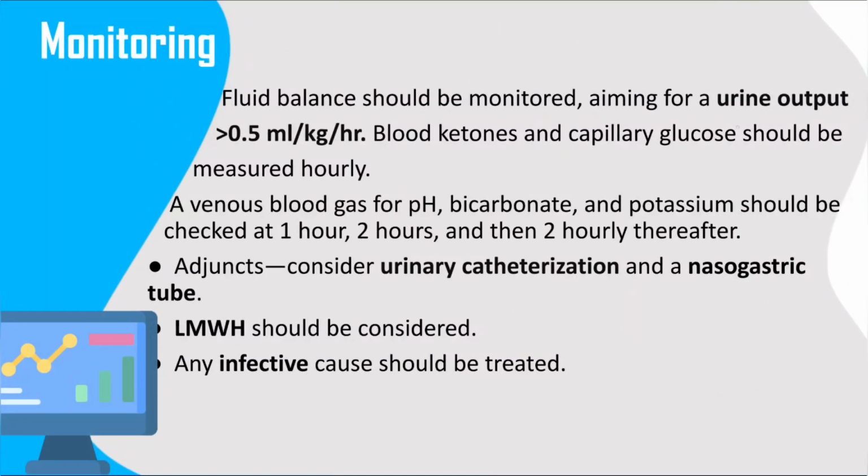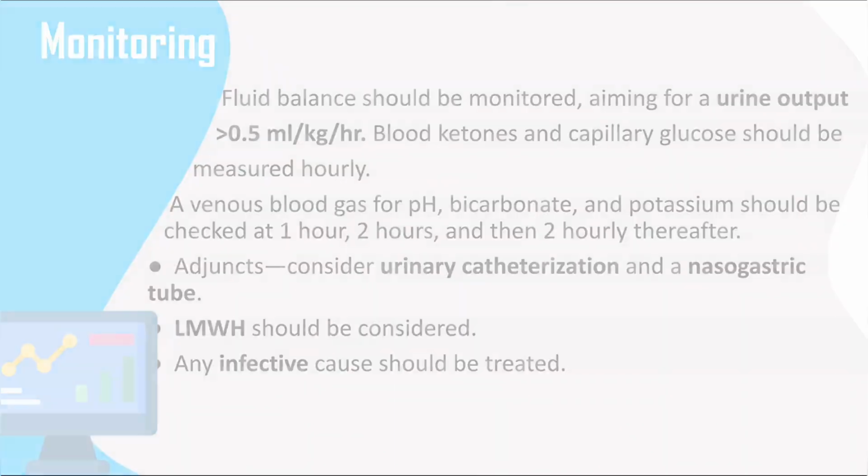It's important to measure the urine output. Urine output should be more than 0.5 ml per kg per hour. It's important also to measure the venous blood gas in the first hour, then every 2 hours. Also put a Foley catheter to measure the urine output, an NG tube if needed, low molecular weight heparin if the patient has a high risk of thromboembolism, and also give antibiotics. With any infection, antibiotics should be started.